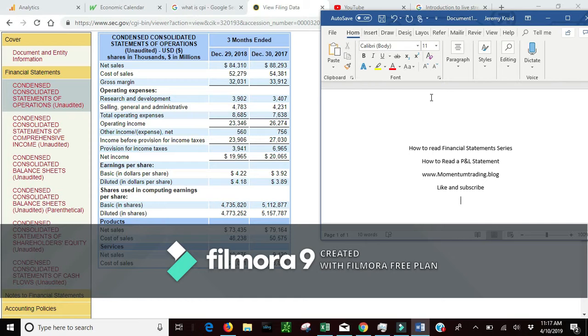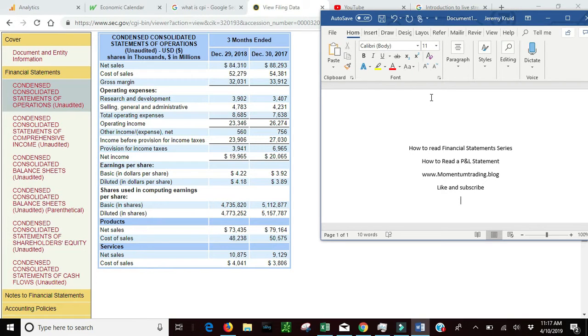The bottom two sections of this one are really not important. The products and services, net sales and cost of sales. That's just Apple trying to show off how their services is growing. You won't see this on most income statements.